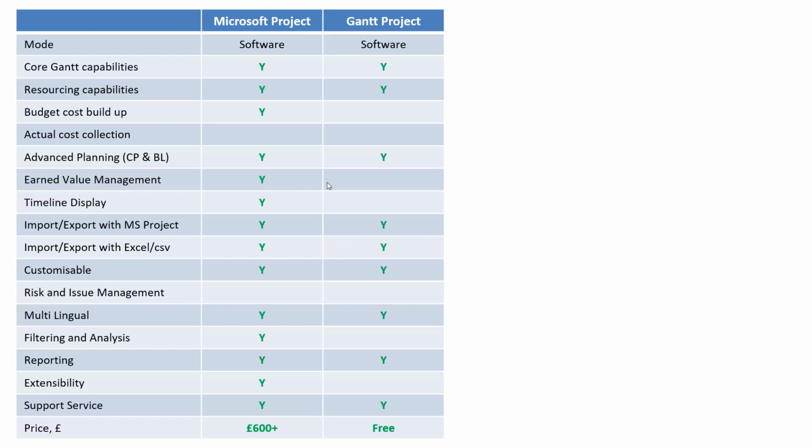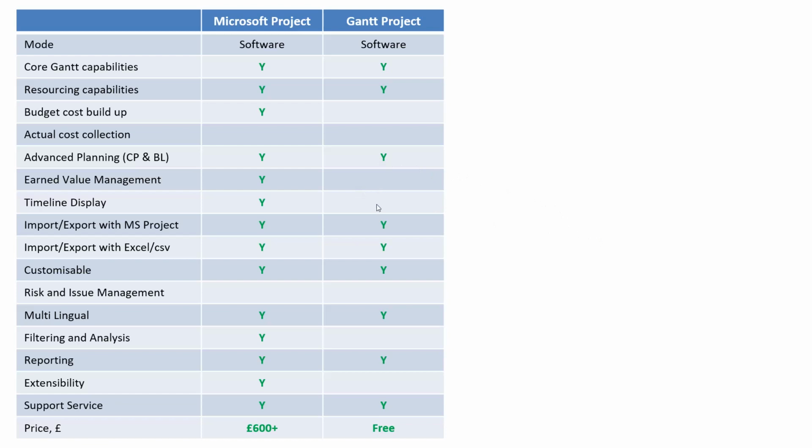This is a freeware application developed by a community of users over quite a period now, probably 15 years. Of course, it has core Gantt capabilities and resourcing capabilities, or we wouldn't be talking about it. It's not as rich as Microsoft Project in terms of the types of way you can apply resourcing to tasks, but then again, nothing is. It doesn't actually have quite such good cost build-up from the tasks either, and it doesn't have cost collection. It does, though, have good advanced planning, so it offers both critical path and baseline against the tasks that you set up in your plan. So that's really quite good.